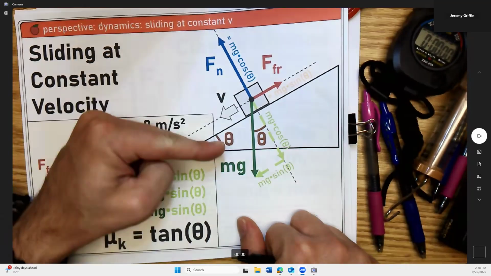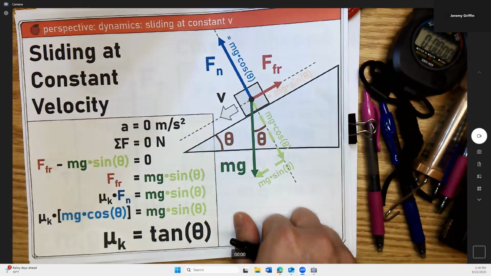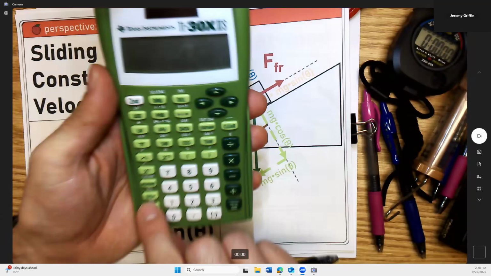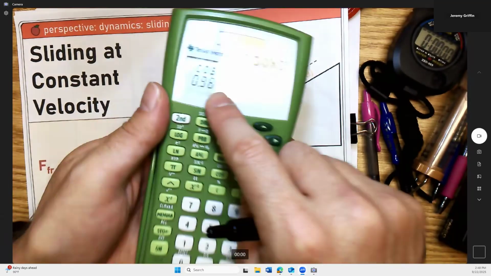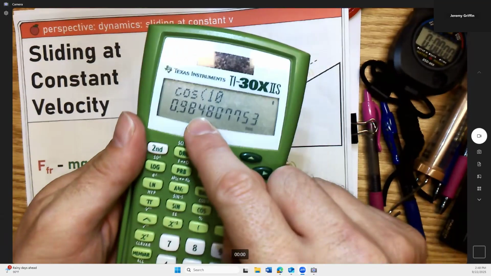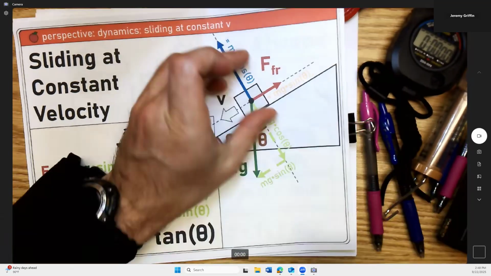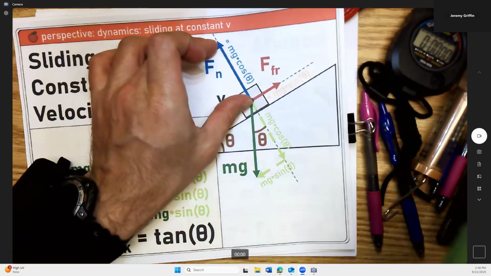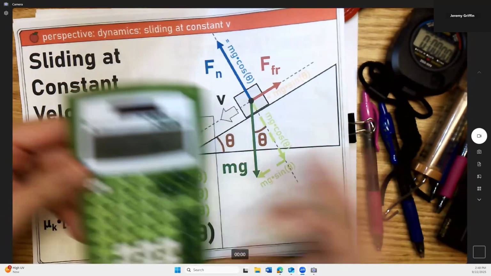So if you have like a 10-degree angle, here, let me see what cosine of 10 degrees is. Cosine of 10 degrees would be, for example, 0.98, right? That's like 98%, right? So this would be a little less than the actual weight, maybe 98% of its weight, something like that. As the angle goes up, that changes more.